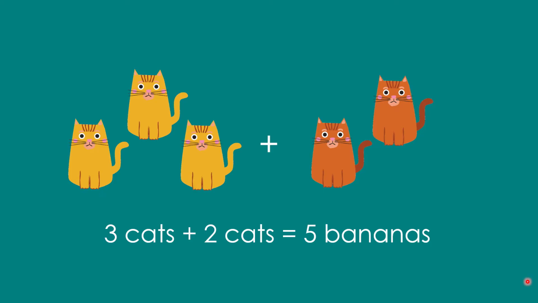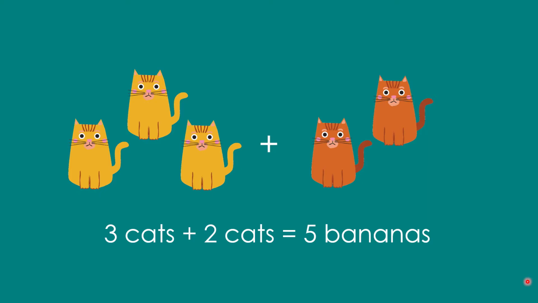Excuse me, I am not happy with that, not one bit. 3 cats plus 2 cats equals 5 bananas, but that's ridiculous. Well, you're right, Tao, it is ridiculous. The question is, why? Why is that such a ridiculous answer? Can you answer that at home? Well, what about you, Tao? Can you tell me why you think that answer is so ridiculous?